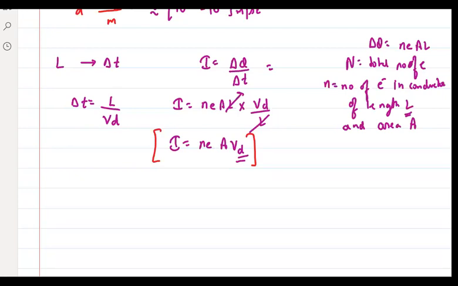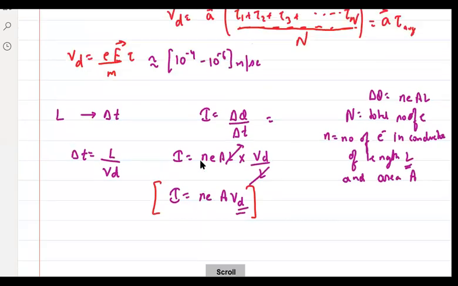Clear hai ye cheez? Tell me. Anyone have any doubt in this? Yahan tak sabko samajh mein aa raha hai? Everyone getting this concept clear? Sir, if we include direction in drift velocity, it will come negative, na? Yahan pe hum magnitude ki baat kar rahe hain. Right, I'm not bothering about direction. Because current is a scalar quantity, and by default we have taken the direction of current. So no issues in that. That's why I have not used any vector sign over here. Chalo, ye samajh mein aaya?